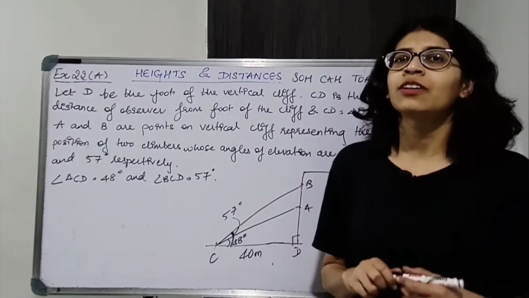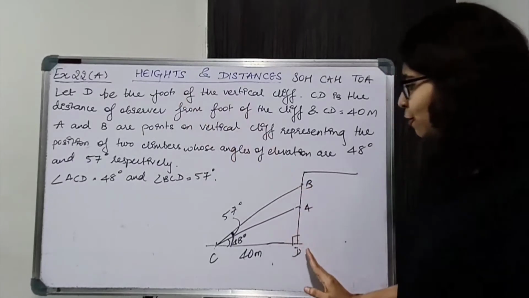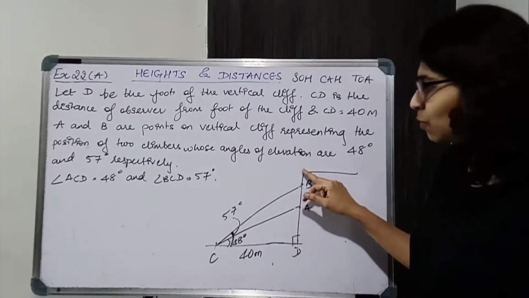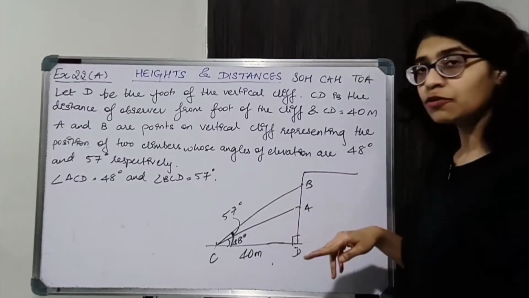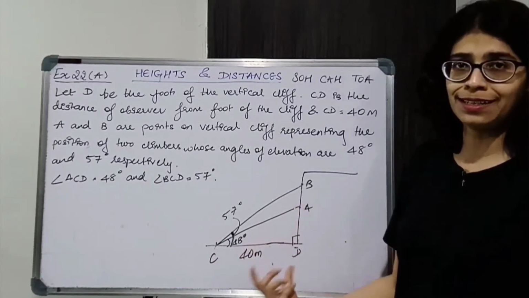Now there are a few statements that you need to write down. D is the foot of the cliff. Vertical cliff hai, D is the foot of the cliff. You can also name the cliff. You can name this point as E and ED is the vertical cliff. I have not named. D is the foot of the cliff. CD is the distance of the observer from the foot of the cliff. So CD is 40 meters.